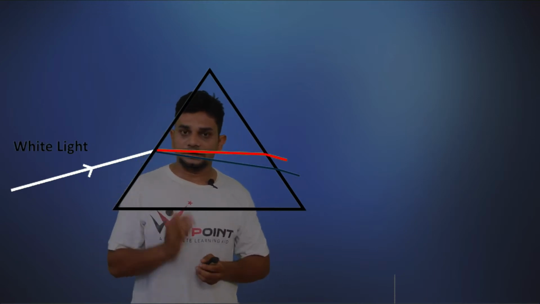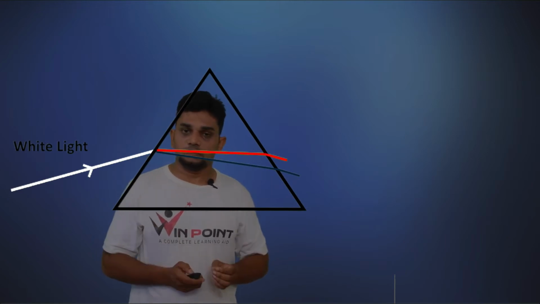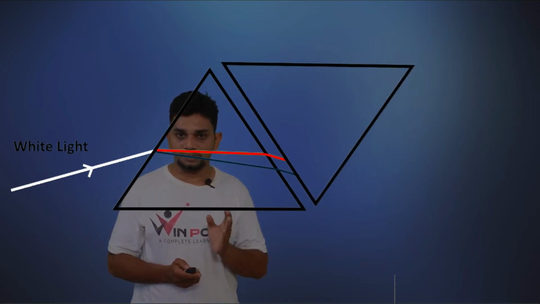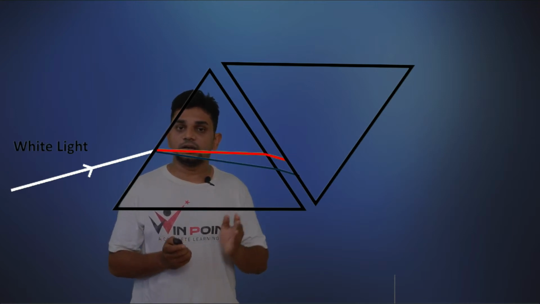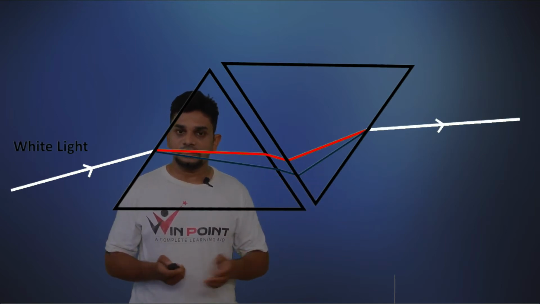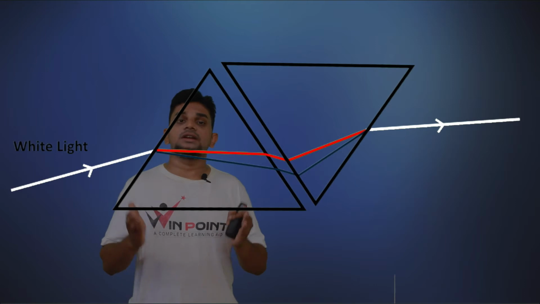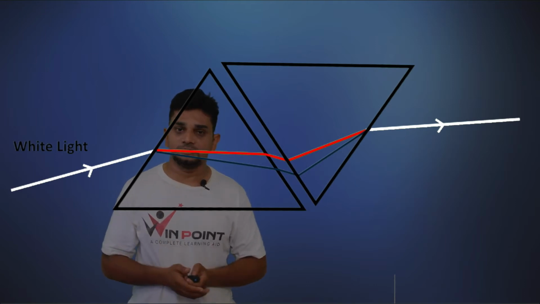Now we are going to arrange an identical prism in an inverted position. What is going to happen? These colors are going to combine again and we will get white light, right? So we can say that when we arrange the second prism in an inverted position, we will get the white light back. Now we are going to discuss the reason for rainbow formation.